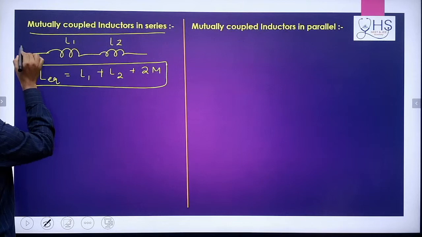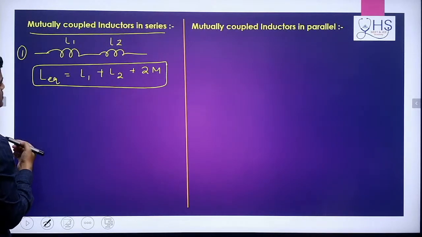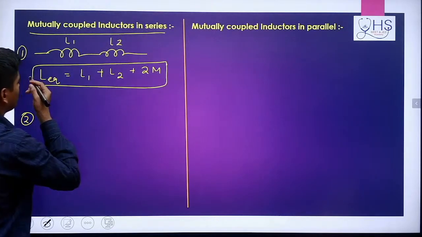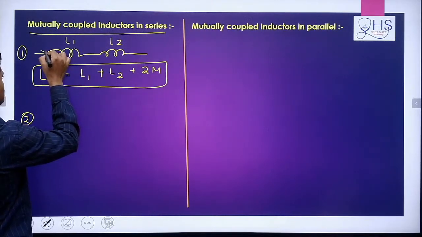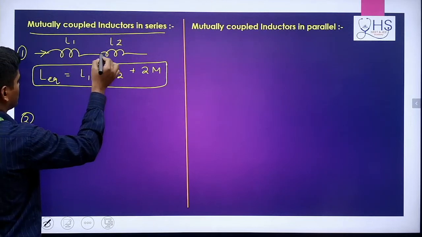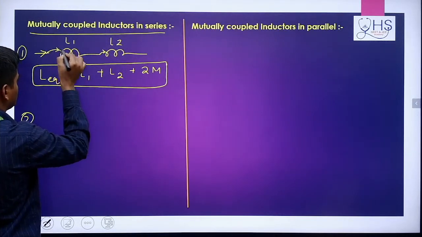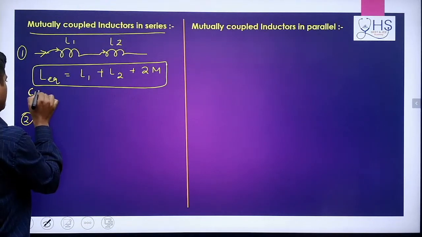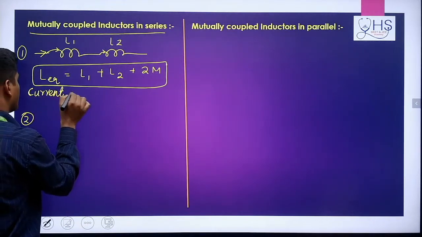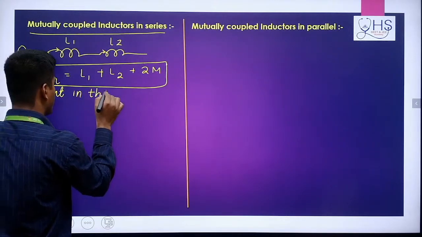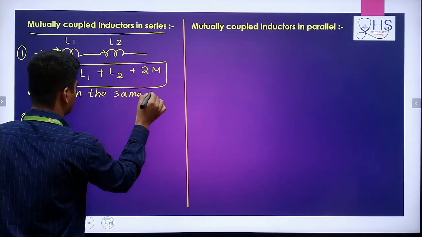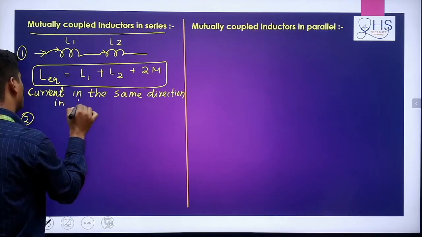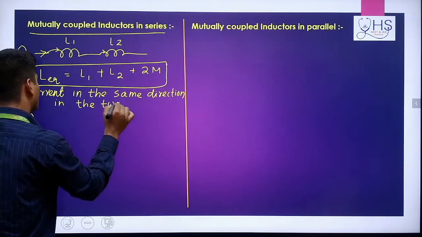That is series connection number 1, two coils in series. Now suppose two coils in parallel, that one we will see later. And here, this is plus 2M I gave. Here, whatever current is there, this current is in the same direction. So remember, if current is in the same direction in the two coils, then this formula is correct.